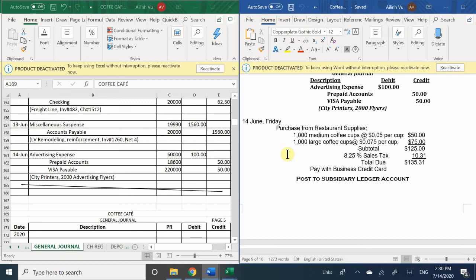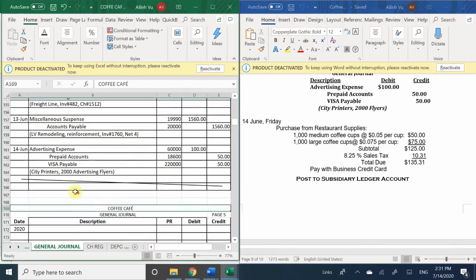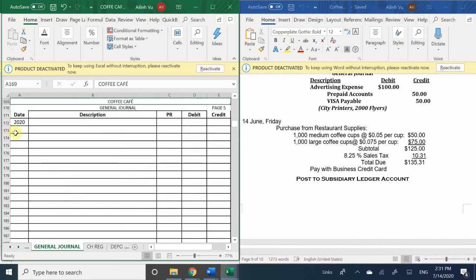And because there's tax on top of that, because we went to a store and bought it, they charged us $10.31. So therefore, our total due is going to be $135.31. And here's a great one. We paid with our business credit card. Okay, so how are we going to journalize this? We just posted to the ledger. We don't post. We've got to journalize first before the ledger.